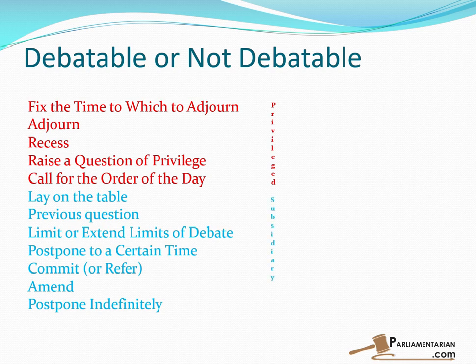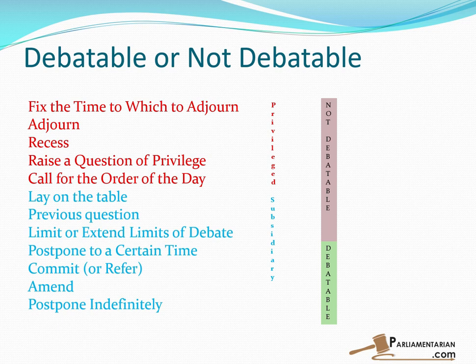Then remember the privileged motions are above the subsidiary motions, and remember this chart that showed us which ones are debatable. So the debatable ones are the first 4 of the subsidiary motions. Everything above that is not debatable. We've already talked about why the subsidiary motions are not debatable. The reason that the privileged motions are not debatable is because they're very powerful.